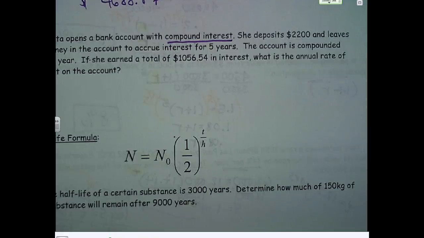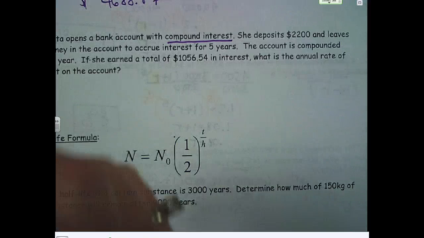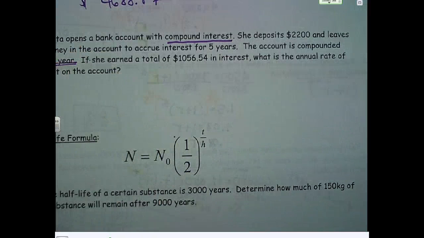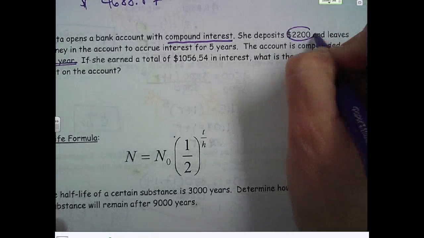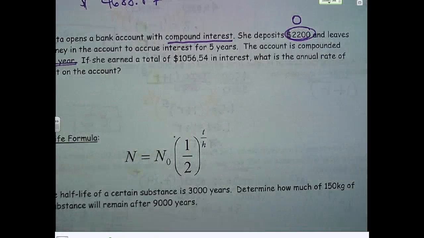She deposits $2,200 and leaves the money in the account to accrue interest for 5 years. The account is compounded twice a year, not very often. If she earned a total of $1,000 in interest, what's the annual rate? Okay, they're trying to trick us here. They told us how much she deposited. That's the original. Did they actually come right out and tell us the new? No. They told us how much she earned.